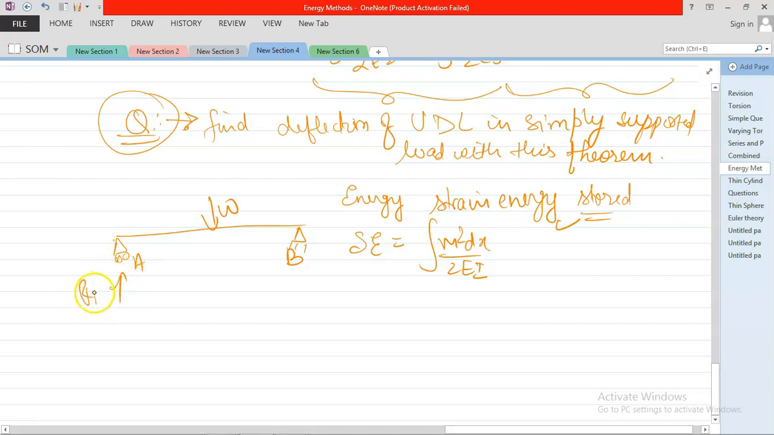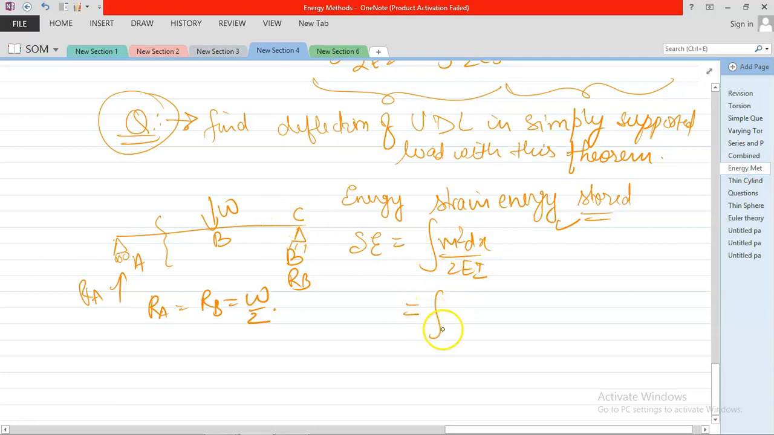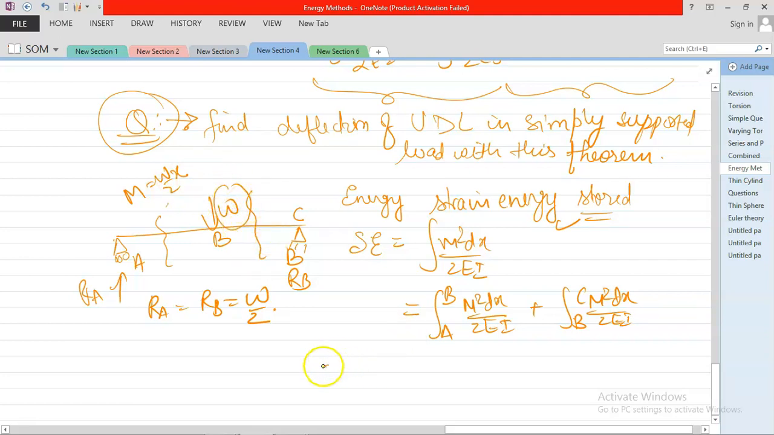First of all, what are the reactions Ra and Rb? That is, Ra is equal to Rb is equal to W by 2. Now I am going to write the moment at these points A, B and C. We have two portions, so we are going to write strain energy as, from A to B, M square dx upon 2EI, plus integration B to C. At this point we have only W by 2 into x, and at this point we have this load also, so we are going to distribute it like this. So 0 to L by 2.